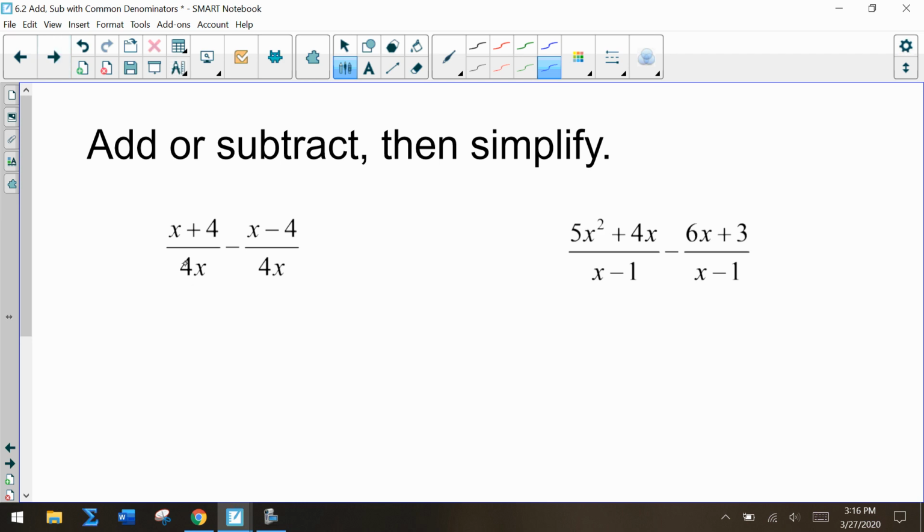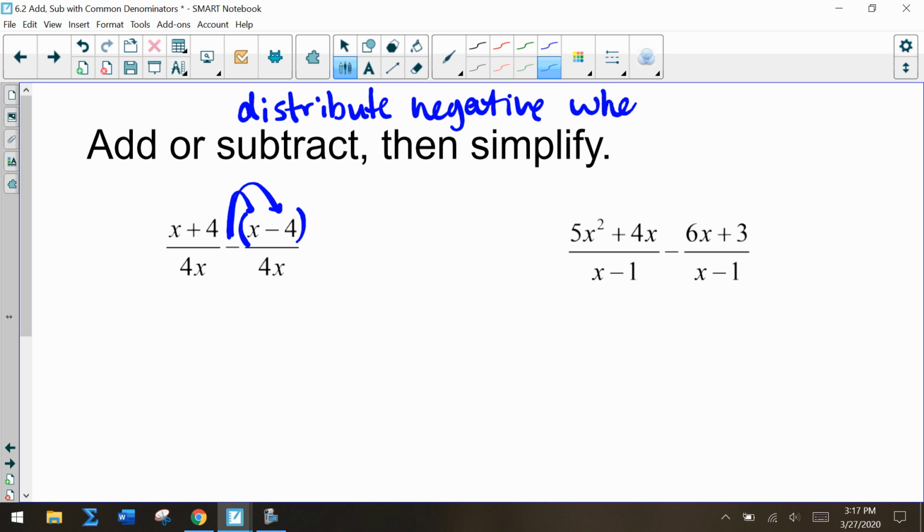All right, so now for this one, notice how we have a common denominator again, but this time it's a monomial. So if we have x plus 4 minus x minus 4, this is a binomial. So we need to make sure that we are distributing the negative when subtracting. This is something that your teachers have been saying again and again, so make sure that when you're subtracting, it's always important to put parentheses around those binomials or trinomials so you know that you have to distribute that negative to all of those pieces.